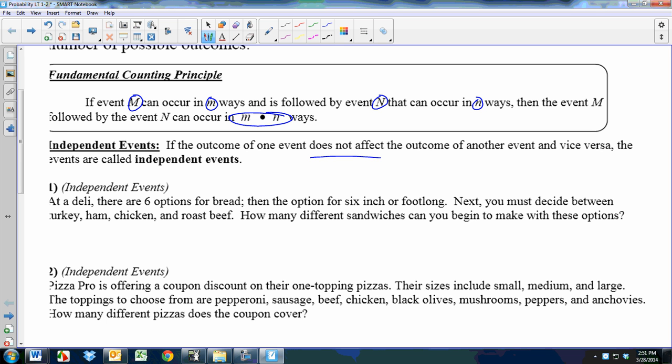So independent. At a deli, there are 6 options for bread, then an option of 6-inch or foot long. Next, you must decide between turkey, ham, chicken, and roast beef. How many sandwiches can you make? Well, there were 3 decisions. There was bread, there was size, and there was meat. So in this example, the fundamental counting principle has 3 events. You can choose 6 breads, 2 sizes, 4 meats. Multiply those, you get 8 times 6, you get 48 sandwiches.